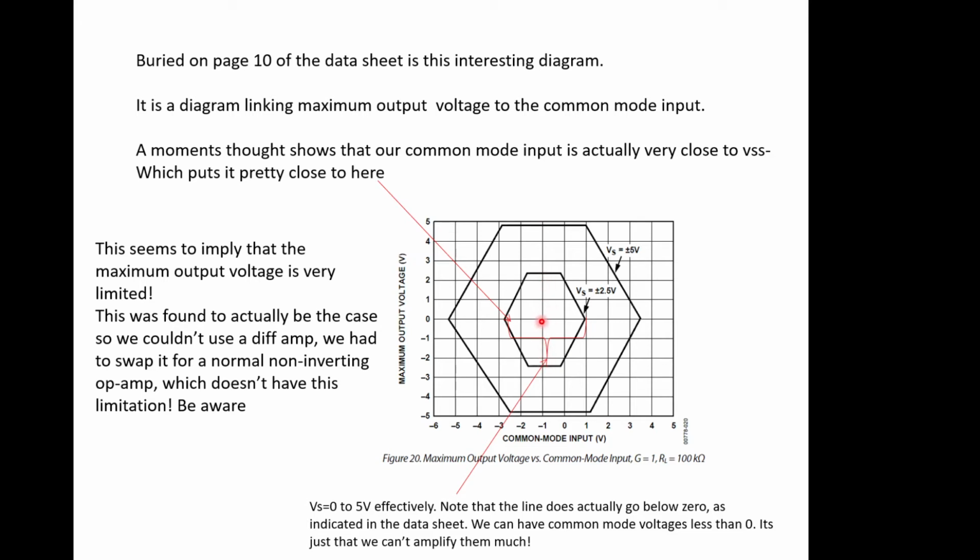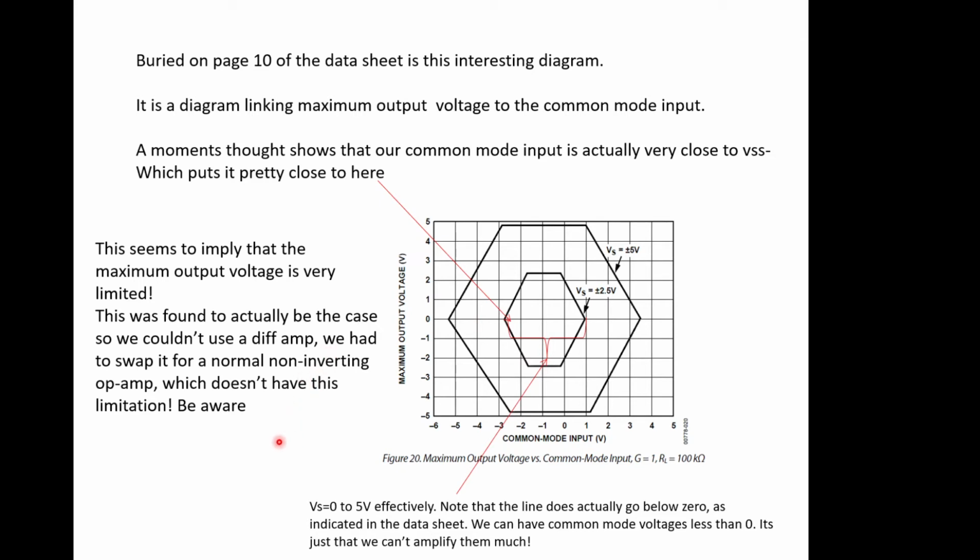If we operate near the supply voltage, then the output swing is very small, and likewise here, if we're operating close to the positive supply, the output swing that's allowed is really, really low, so you can't get much output out. As it says here, this seems to imply that the maximum output voltage is very limited if we're operating anywhere near the supply voltages on this slope here.